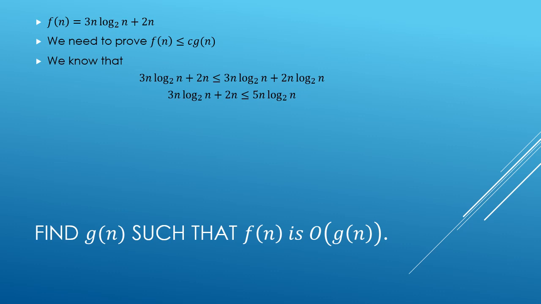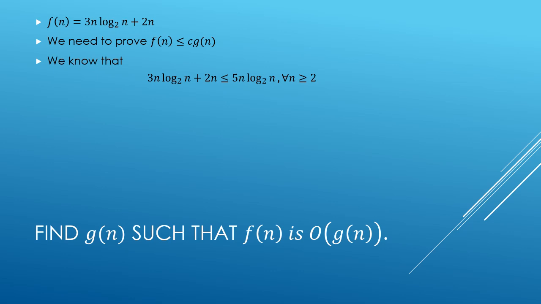For this to work, two things need to be satisfied. n needs to be greater than or equal to 1 and log n needs to be greater than or equal to 1. But for log n to be greater than or equal to 1, n has to be greater than or equal to 2. I have two conditions here. If I take n naught to be 1, the first condition would be satisfied, but the second would not be satisfied. If I take n naught to be 2, both conditions would be satisfied.